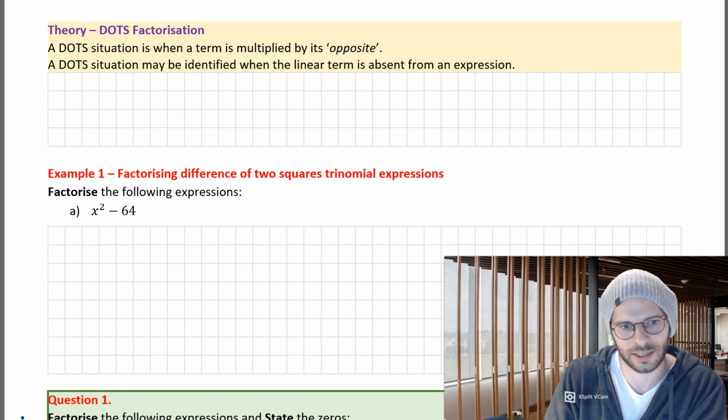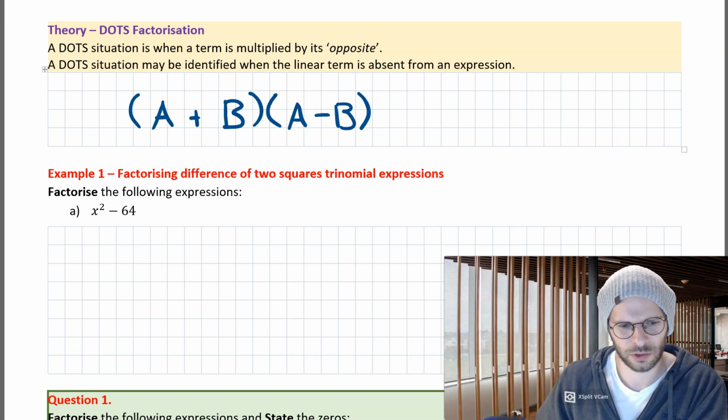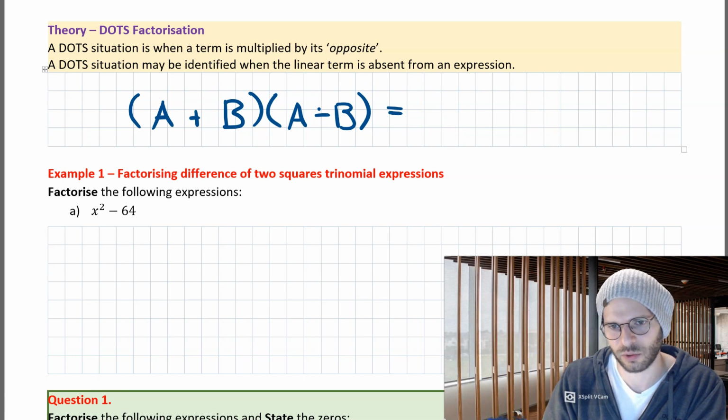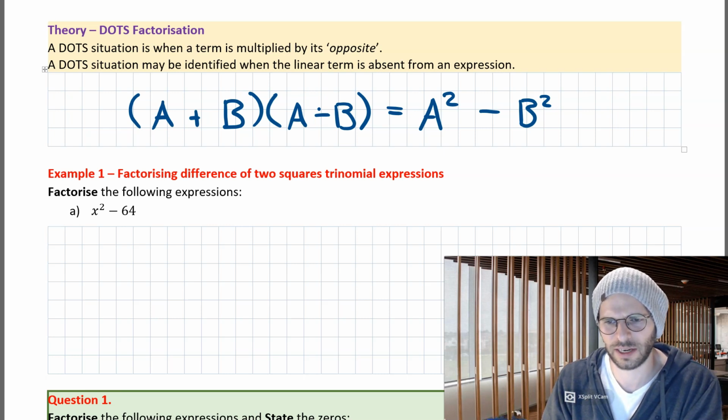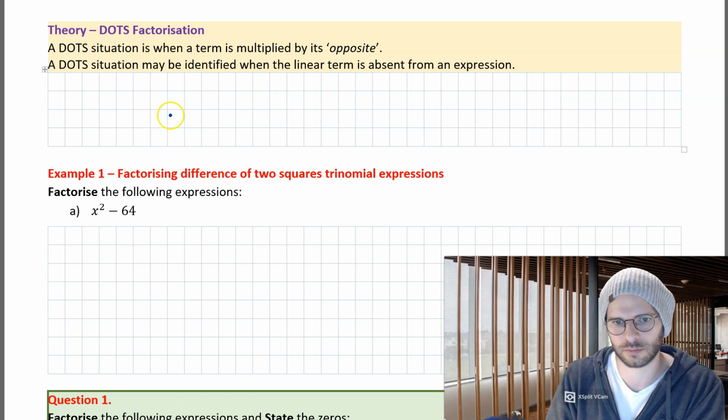So it could look like, so we have two terms, same values, opposite signs. So this is difference of two squares. This expands outwards to be a squared minus b squared. But again, what we're doing today is, because we're doing factorization, we're going from this expanded form over here back into this factorized form over here.